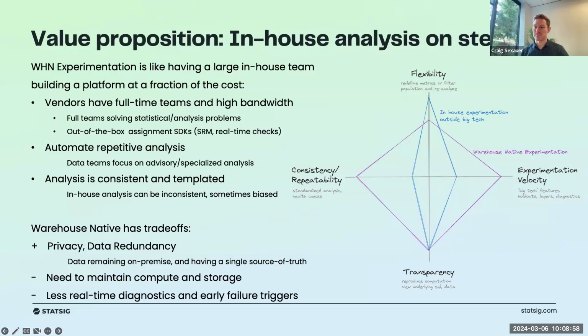Beyond that, it's a really big boon for data teams. You can automate away repetitive analysis. So data teams get to focus on helping advise on experiments, do specialized follow-up analysis, and it basically just frees up a lot of time there.